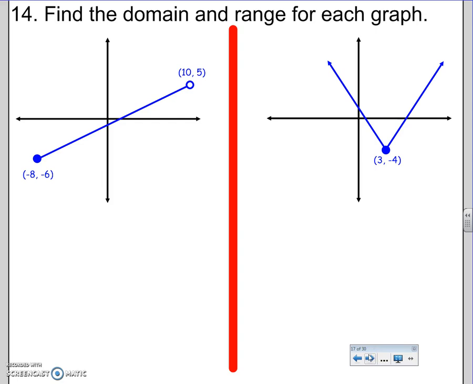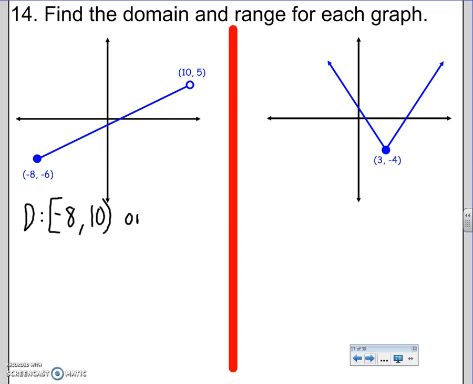14, domain and range. Remember, for domain, if it's a line, it's a graph, you have to answer the question, how far left, how far right? So for this picture, it goes left all the way to -8, and it's closed. It goes right all the way to 10, because we're looking at x's, and that is open.